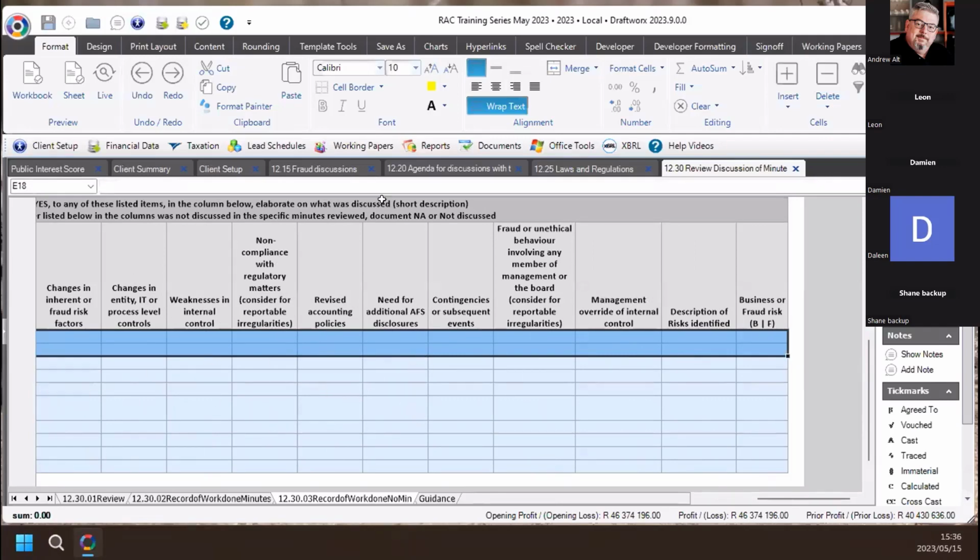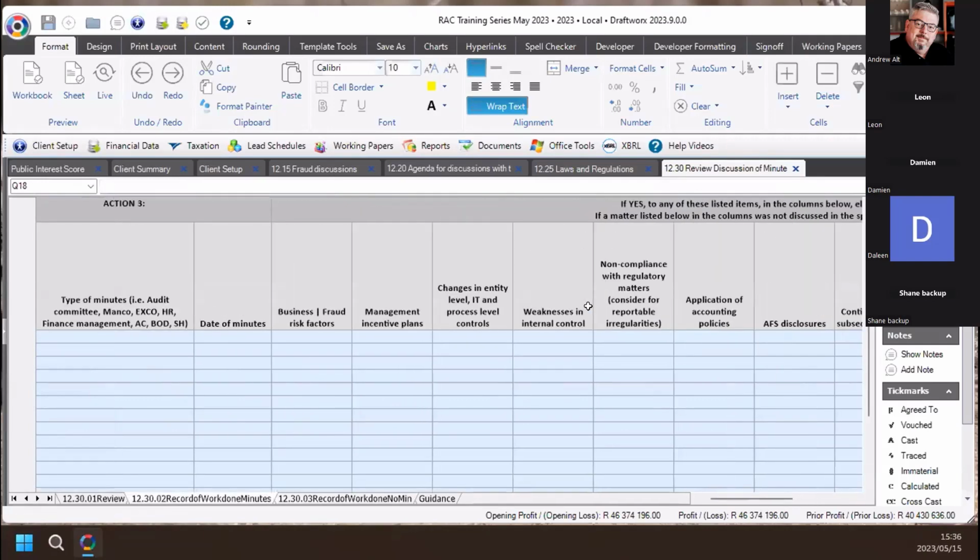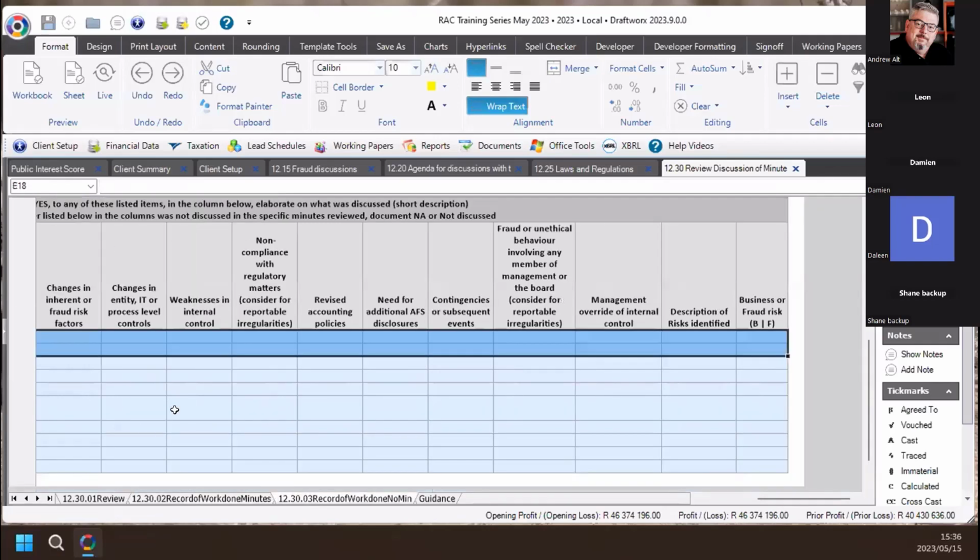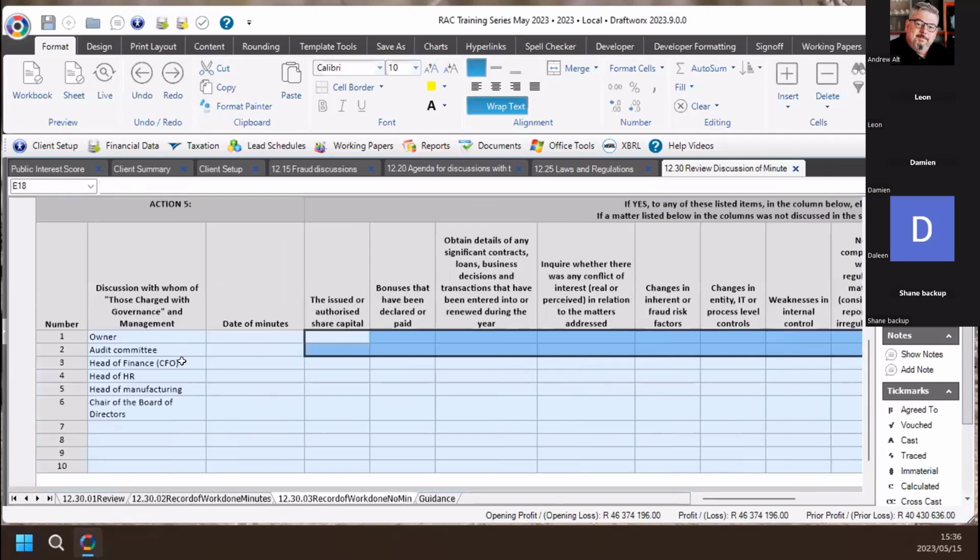So that's what 1230 is there to do. It's there to provide a record of information from what should have been in the minutes, whether there are minutes or whether there are not minutes. So depending on the circumstances, go to the correct sheet and document the correct information accordingly.